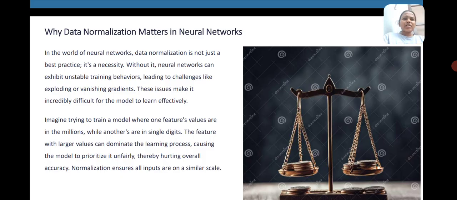Imagine trying to train a model where one feature's values are in the millions while another's are in single digits. The feature with larger values can dominate the learning process, causing the model to prioritize it unfairly, thereby hurting overall accuracy. Normalization ensures all inputs are on a similar scale.